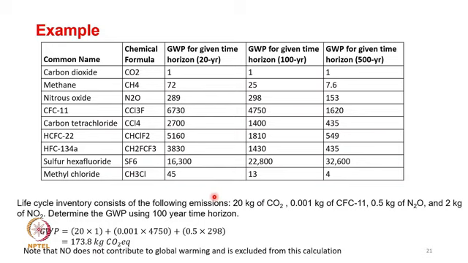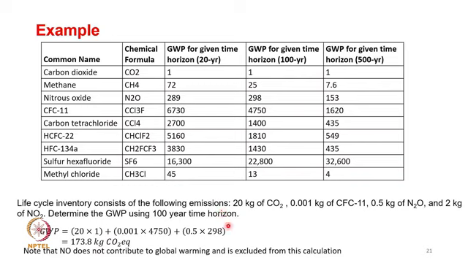This table typically shows some of these gases and their global warming potential: carbon dioxide, methane, nitrous oxide, CFC11, carbon tetrachloride, HCFC, HFC, sulfur hexafluoride, and methyl chloride, then their chemical formulas. It is all evaluated in terms of CO2 equivalent, since the basis of CO2 is 1. Over a period of 20 years, the global warming potential of methane is 72 times that of carbon dioxide, and sulfur hexafluoride is 16,300 times more potent than carbon dioxide.